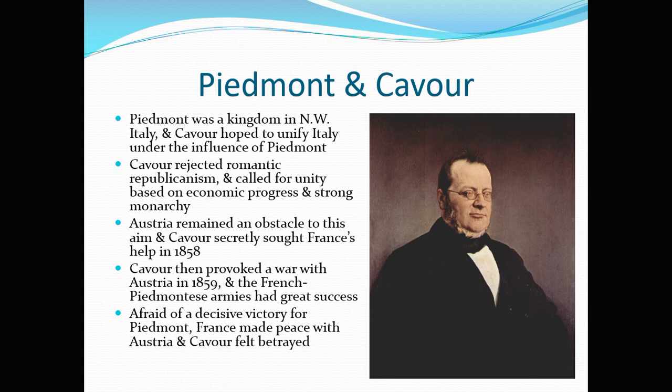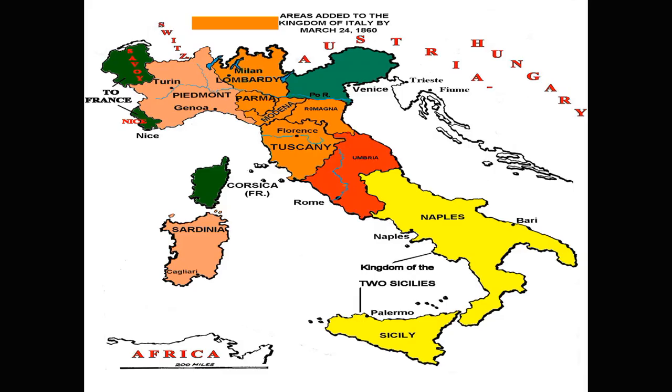So the French essentially bailed on their partnership with the Piedmontese. Cavour was outraged. The idea was that the conflict would continue until the Austrians had been driven out of Italy, and that was not the case. So what exactly were the terms of the deal? What changed? Let's take a look at this map real quick.